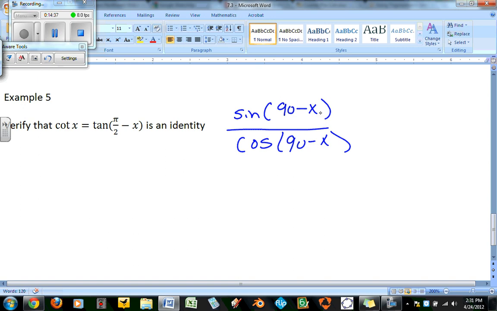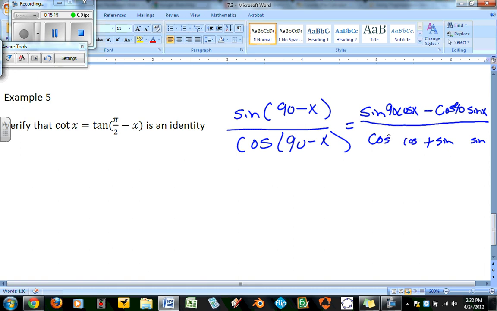So the sine, this angle, remember this goes sine, cosine, cosine, sine. So it'd be the sine of 90 cosine of x, same sign in between, so minus cosine of 90 times the sine of x, all over the cosine of 90 minus x, which goes cosine, cosine, sine, sine. So I know that this sign has to be different. This is going to be a cosine, this is going to be a cosine, and this is going to be sine, sine. I need to fill in 90 and x and 90 and x.